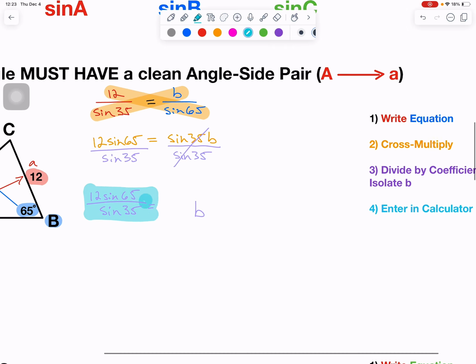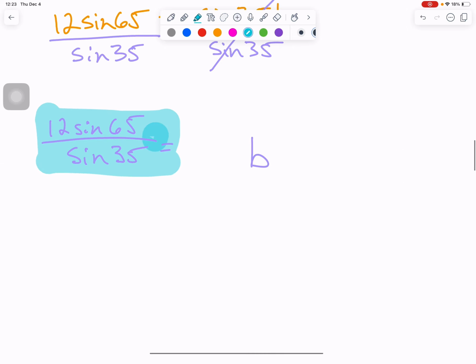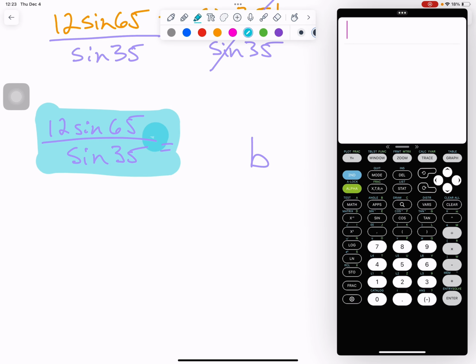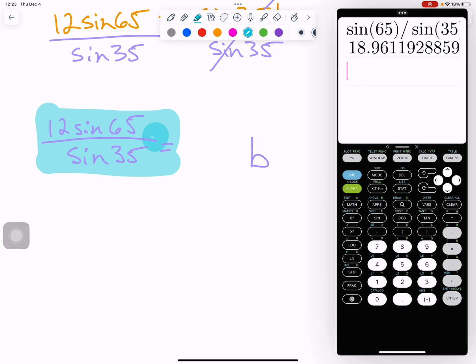From here, step 4 just says to, oh my goodness, we can just enter this into our calculator. We sure can. So let's go ahead and pull in our calculator here. As you can tell, I've got a bunch of numbers there, as I've already done it multiple times. 12 sine 65. Before we divide, make sure you close that parenthesis. Then hit your division. And I just, again, want you to hit your sine. 35. Hit enter. We get 18.96.